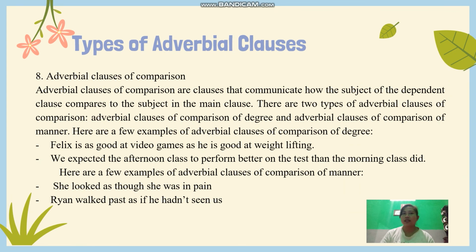Number 8 is adverbial clauses of comparison. Adverbial clauses of comparison are clauses that communicate how the subject of the dependent clause compares to the subject in the main clause. There are two types of adverbial clauses of comparison: adverbial clauses of comparison of degree and adverbial clauses of comparison of manner. Here is an example of an adverbial clause of comparison of degree. Felix is as good at video games as he is good at weightlifting.